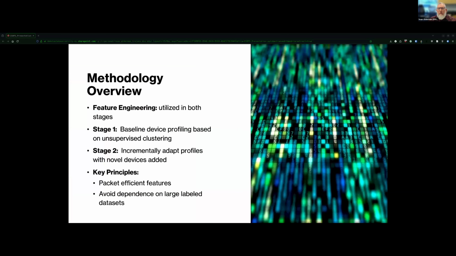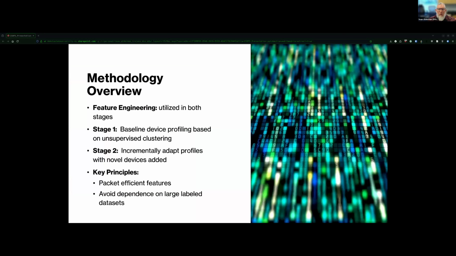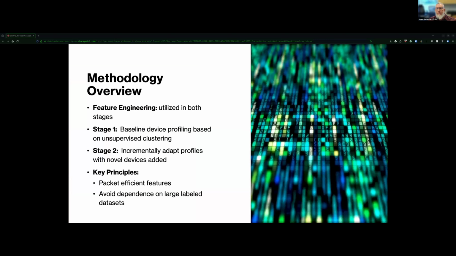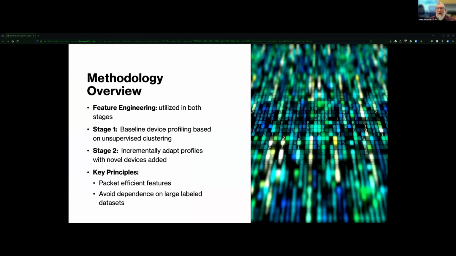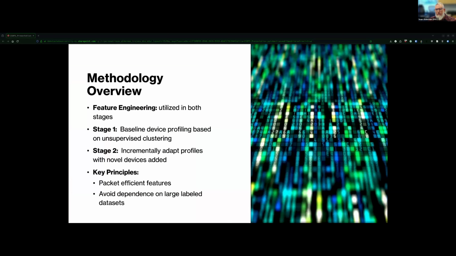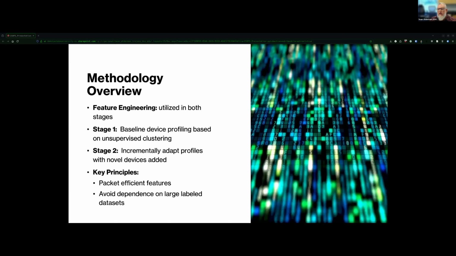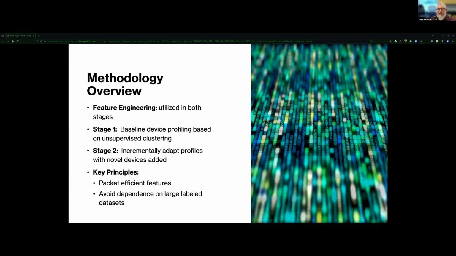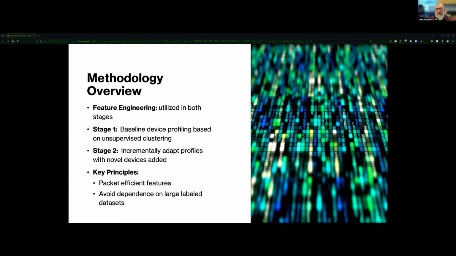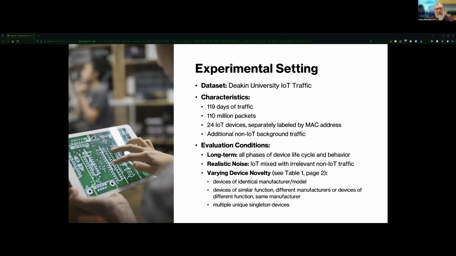The pipeline is clean and modular. We perform feature engineering that is reused in both stages. Stage 1 builds a strong baseline profile using unsupervised clustering. Stage 2 then proceeds to incrementally adapt those profiles as novel devices appear in the data stream. The two guiding principles are keeping everything practical. We want to stay efficient from a packet perspective, and we want to completely avoid any dependence on large labeled datasets. This design makes the work immediately usable for real-world operations.